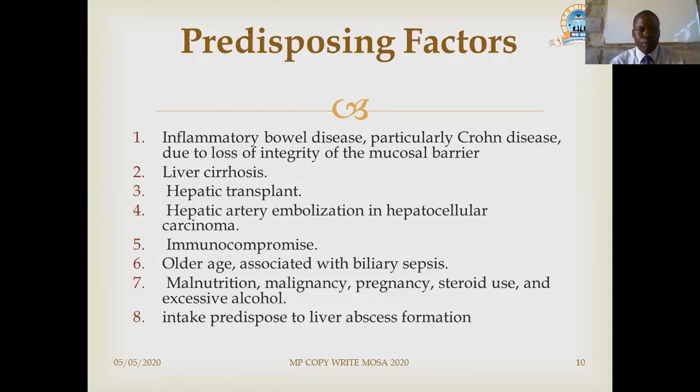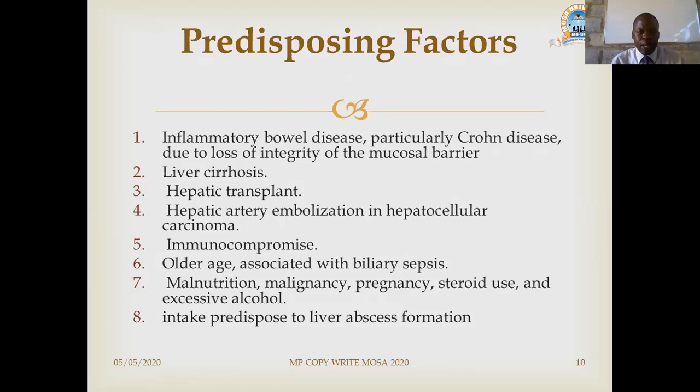Then the next predisposing factors are older age associated with biliary sepsis, also malnutrition, malignancy, pregnancy, steroid use, and excessive alcohol, which has been well linked to development of liver cirrhosis.